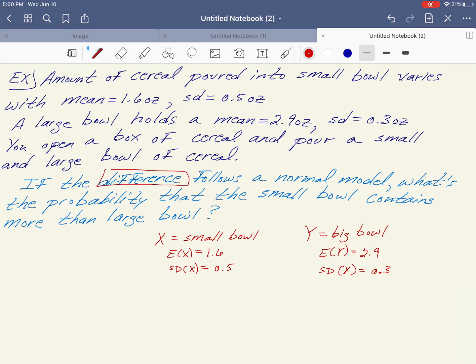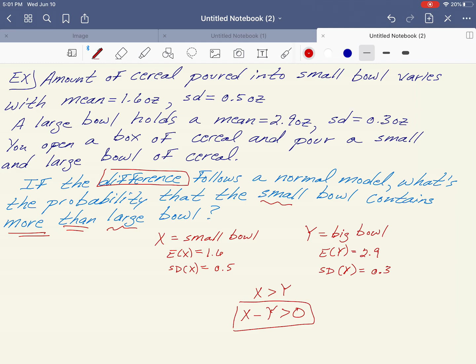So the type of combination here is we're being asked about the difference. We're subtracting them because we're trying to see if the small bowl has more or less than the large. When looking at the difference, what's the probability that the small bowl contains more than the large bowl? So we might write this x more than y, small greater than y. And we can subtract y from both sides to get both variables on the same side. X subtract y greater than 0. So that's the same statement. This is the distribution that we are interested in.